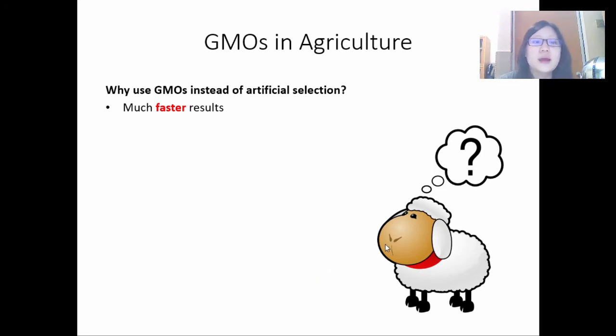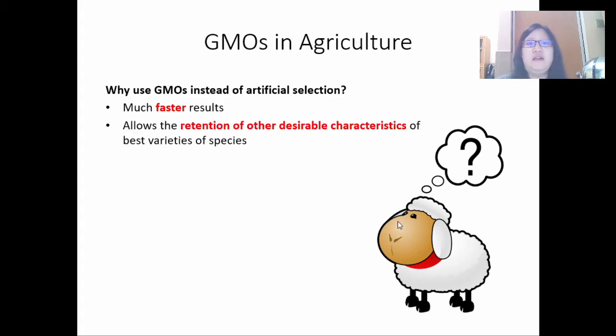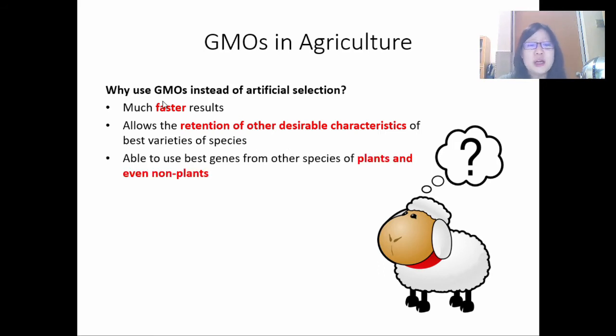Now, this is why we use GMOs: because it's much faster. Don't forget, artificial selection takes years, generations, decades, maybe even centuries. GMOs also allow the retention of other desirable characteristics of the best varieties of species. When you're selecting for one particular characteristic, you might lose another that is desirable. And we saw this problem that artificial selection caused, right? Inbreeding depression because of all the artificial selection, and therefore some problems in dog species like pugs. Remember? So if you use GMOs, that wouldn't happen.